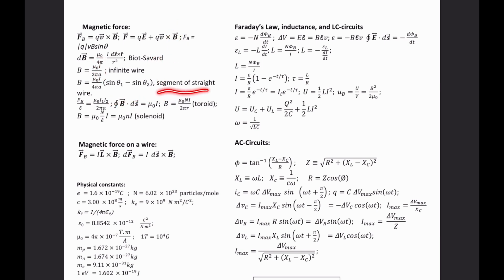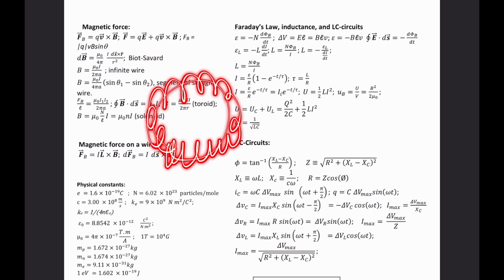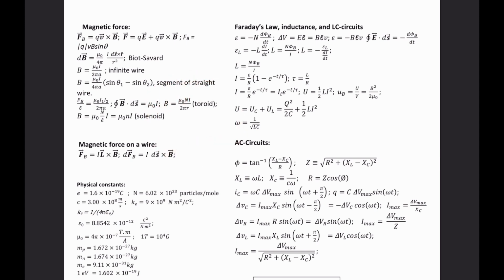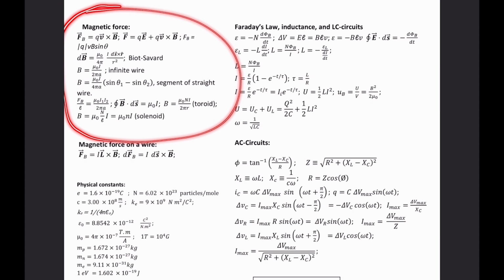Magnetic field of a segment of wire, right? The angles are here. Remember that sometimes you measure this angle in terms of a negative angle, so that negative pops out over here and it makes this plus sine theta, plus sine theta. All right. Then we have magnetic field of a toroid, which is like a solenoid wrapped around in a donut shape. That creates a strong magnetic field in the center of the toroid, the solenoid, and the force between two current carrying wires. All of that here is the first section.